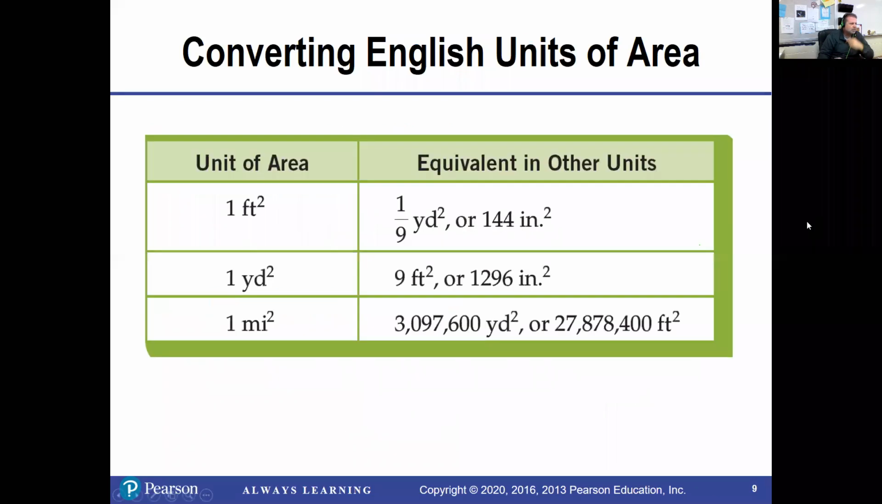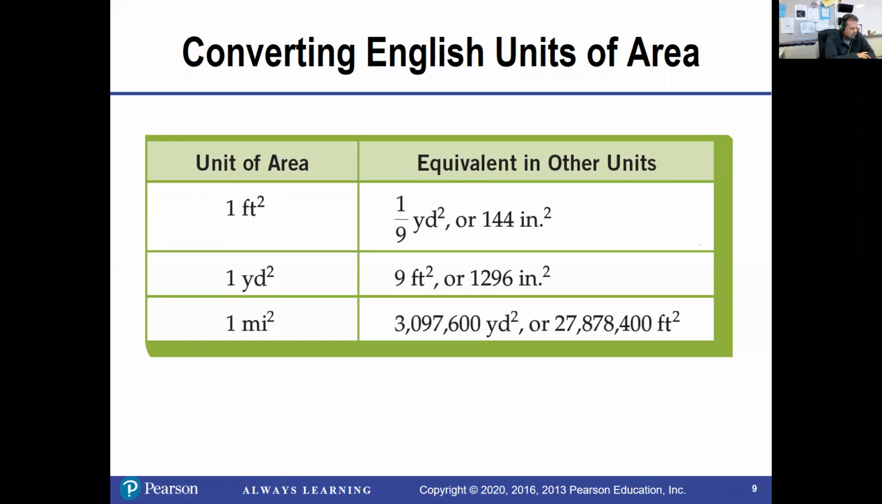All right. So some English stuff. A square foot would be 12 inches a foot. So 12 by 12 inches would be 144 inches squared. Or 1/9 of a yard, or 1/3 of a yard. 1/3 times 1/3 is 1/9. 1 yard squared would be 3 feet by 3 feet, which is 9 feet squared. Or 36 times 36 inches, which is 1296 inches squared.